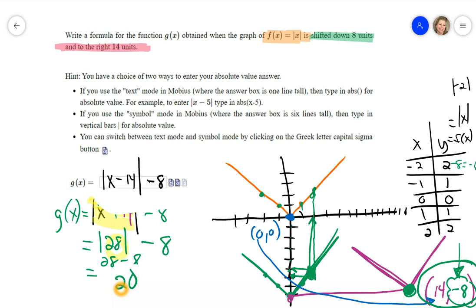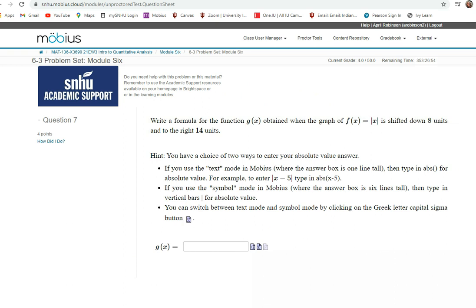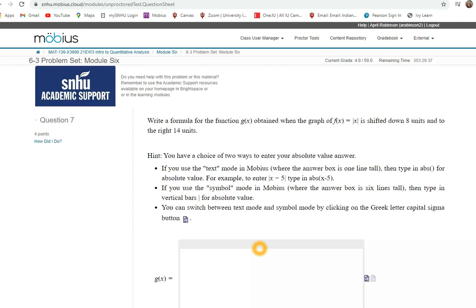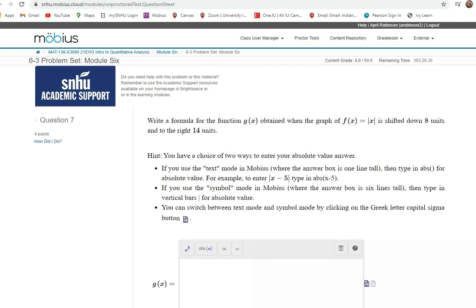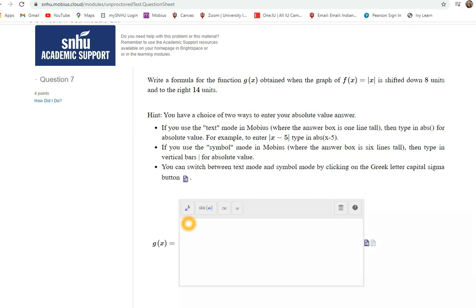And then this says, if you use text mode, you have 2 ways to answer. Let me just jump back to Mobius. If you use the text mode in Mobius where the answer box is 1 line tall, then type in ABS and then parentheses. I don't like doing that if I have the option to make it look like an actual equation. So I clicked on the sigma symbol, and then I have a big box, not a single line.